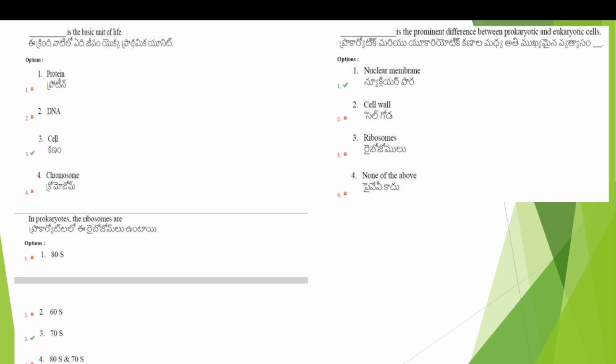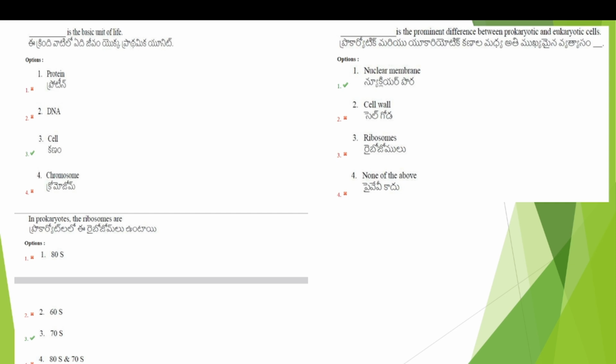Second option is 60S. 60S is not a complete ribosome. It is a large subunit of the 80S ribosome. If you dissociate 80S ribosomes into two subunits, large subunit and small subunit, the large subunit of 80S ribosomes is 60S and the small subunit is 40S. So the second option is also wrong. Third option, 70S. This is the correct answer. All prokaryotes contain 70S ribosomes.